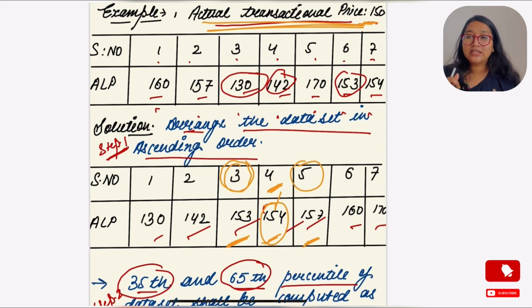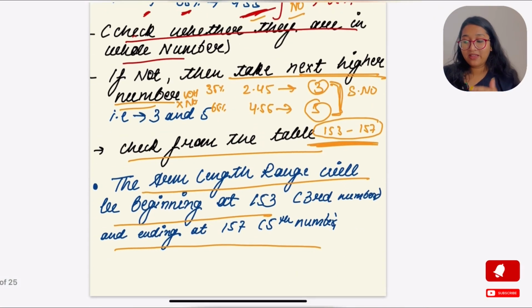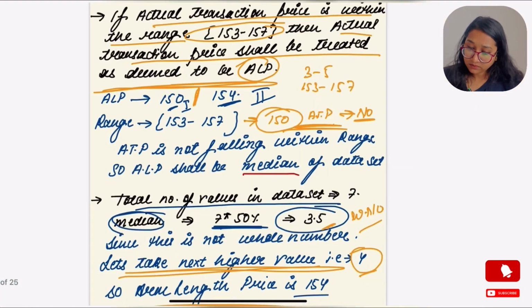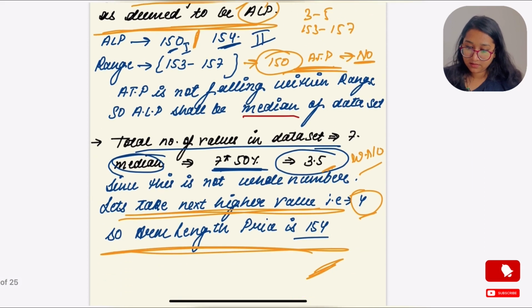If it is not falling under this range, then I have to go for the median. Again, if my median result is not coming in a whole number, in that case I have to go for the higher value, right? For example, my higher value was the 4th in number by taking the median.